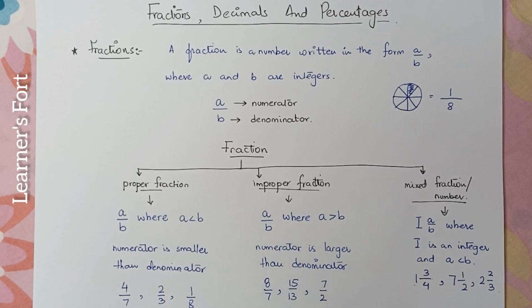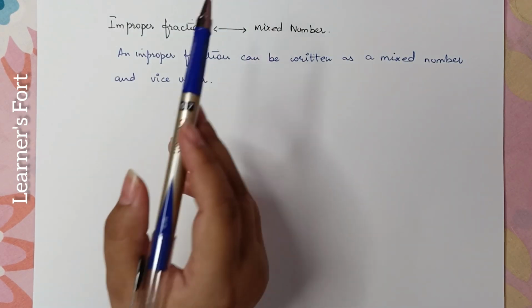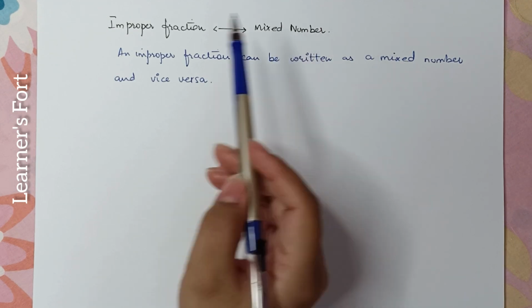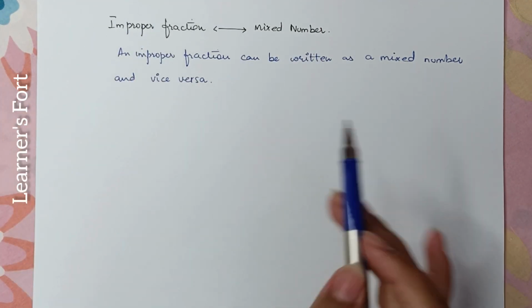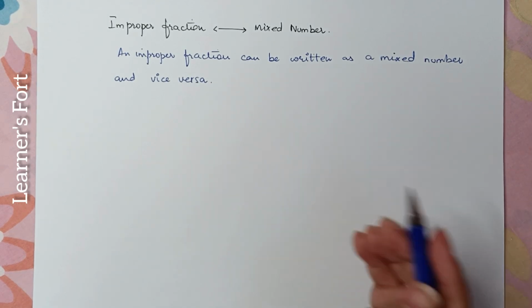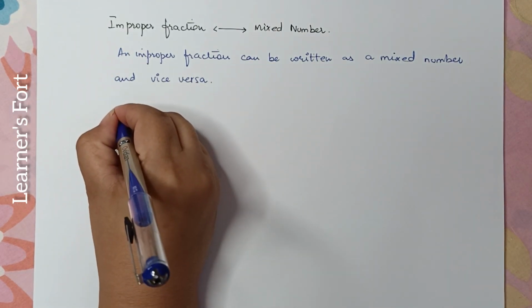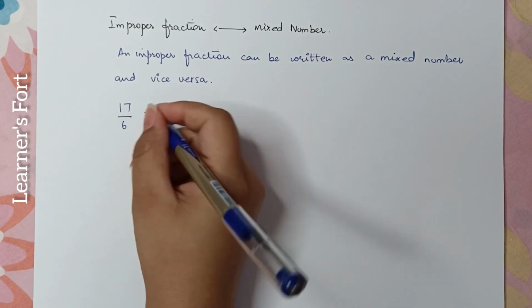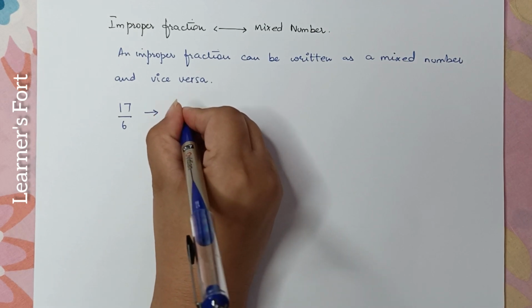Also, let me tell you one thing. An improper fraction can also be written as a mixed number, and a mixed number can also be written as an improper fraction. Let me show you the procedure for how both of these can be converted. So how can we write it? Now, if we have an improper fraction, 17 upon 6, and we have to write it as a mixed number.